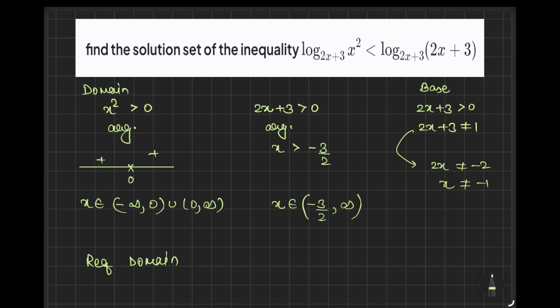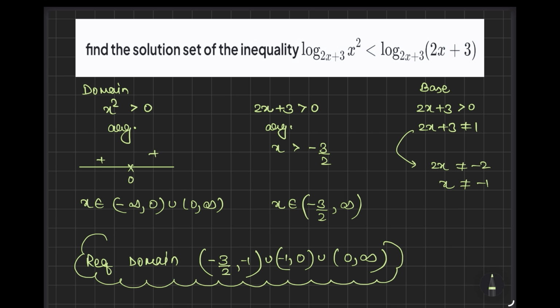Correct? So if you observe, this is minus 3 by 2 to infinity and here is this. So if you take the intersection now, you will have minus 3 by 2 to minus 1. Minus 1 has to be removed. Union, because this is minus 1.5, so 100% minus 1 will be there. Then minus 1 to 0, then 0 to infinity. This is your domain. Okay, I hope till this part you guys are comfortable.